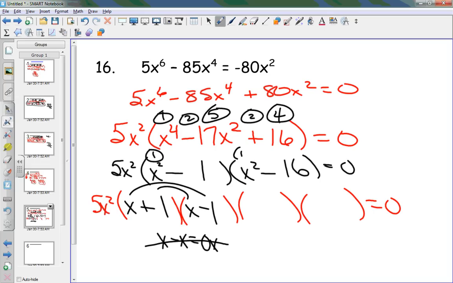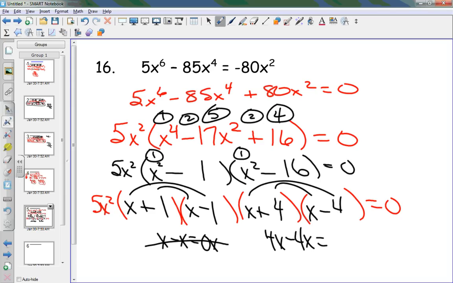Come over here, I need to split up x squared. X and x, I need to have a negative 16. Plus minus. Factors of 16 that are going to cancel out to give you 0. 4 and 4. Inner gives me 4x, outer gives me minus 4x to give me 0x. Is that what I wanted? Yes, and again, I don't need that anymore.